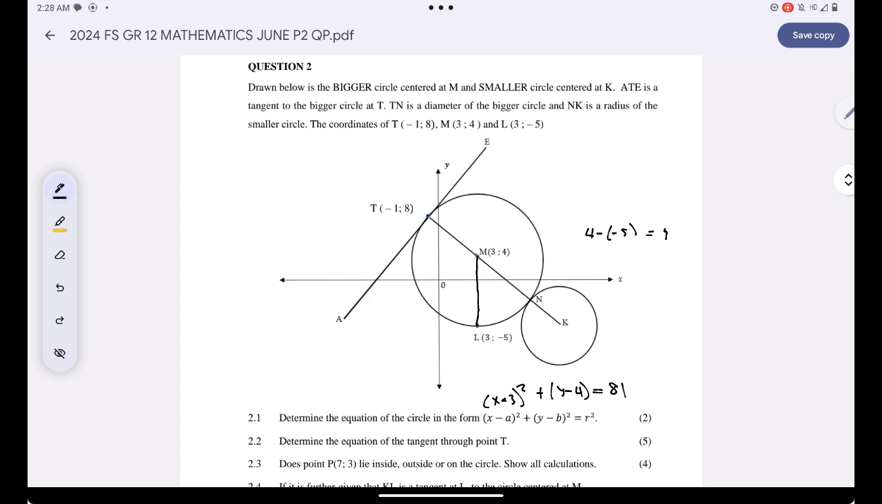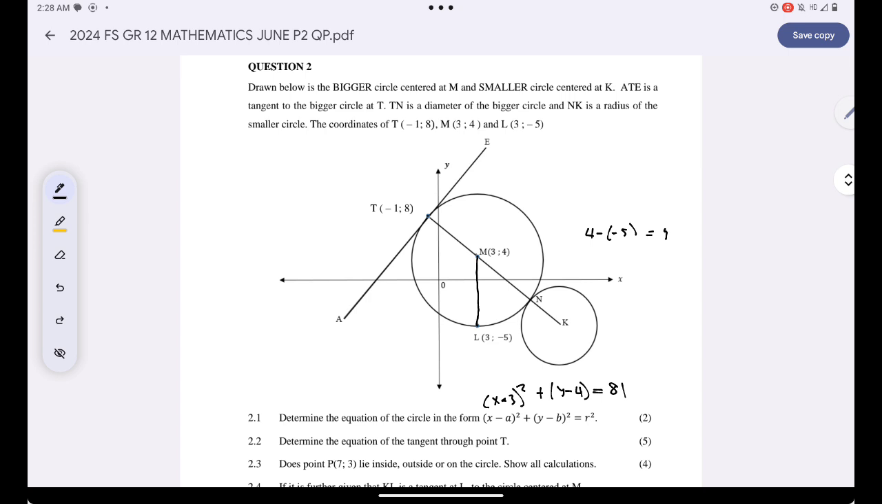Okay, determine the equation of the tangent through point T. Remember that the tangent is always perpendicular to the diameter or radius, right? And for us to find the equation of a tangent, we only need two things: a point on that line and the radius of that line. Are we together?